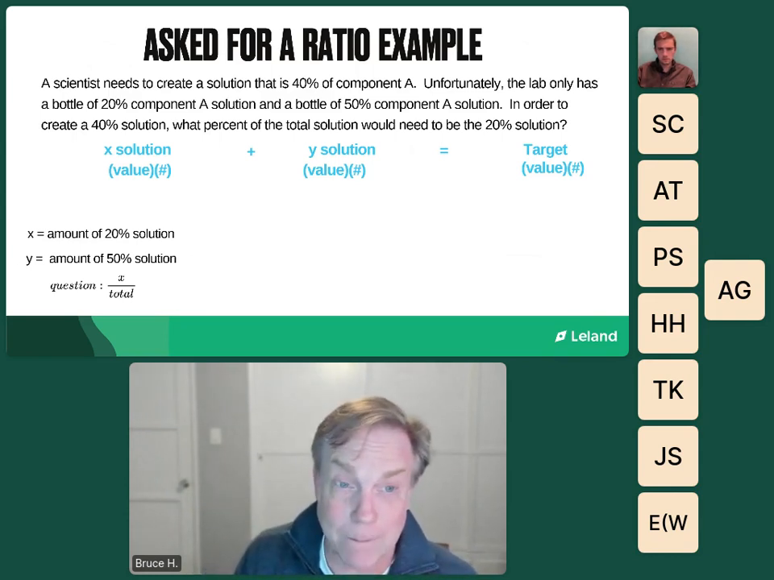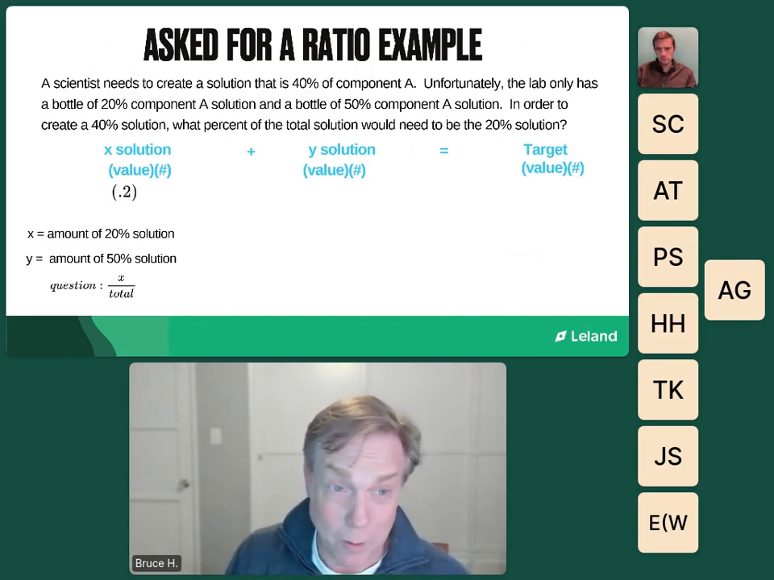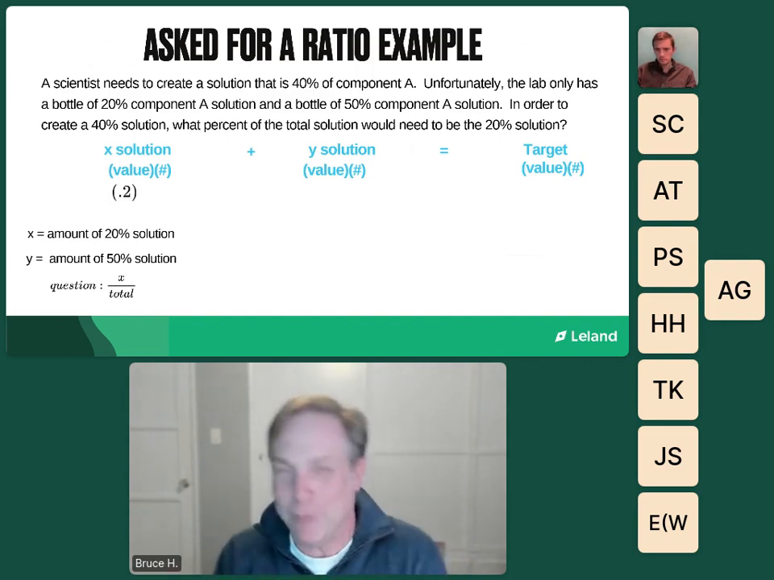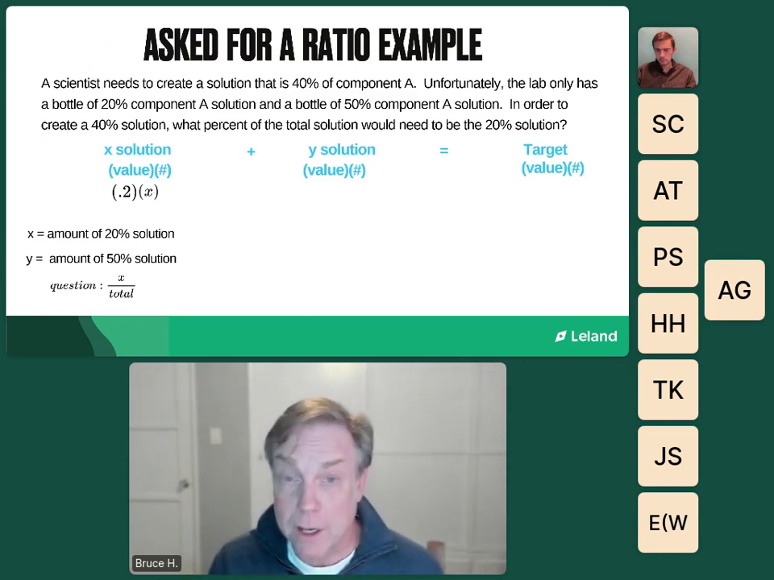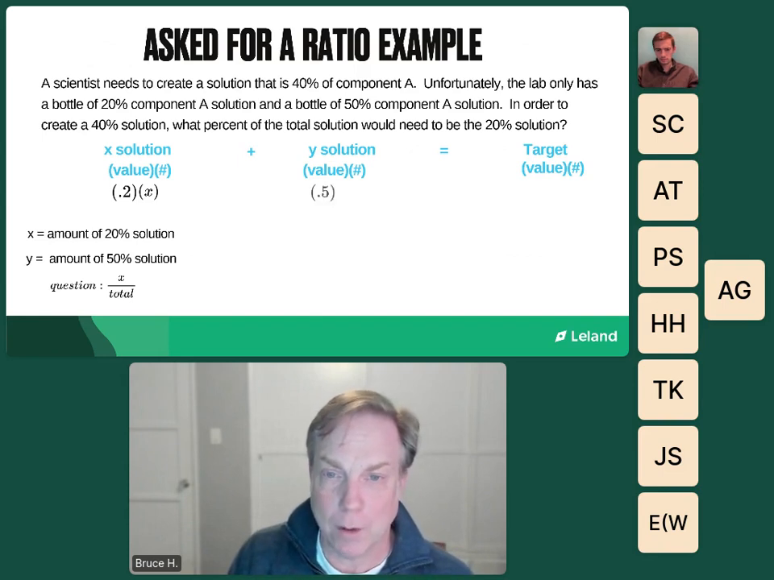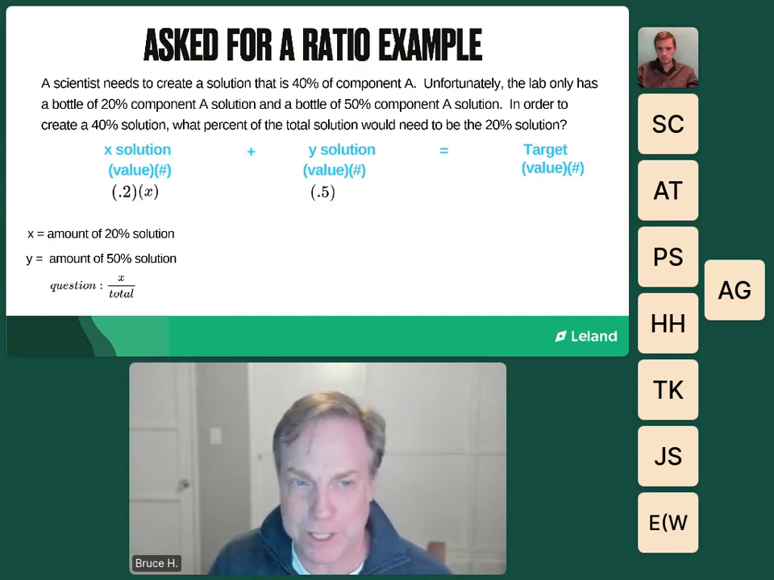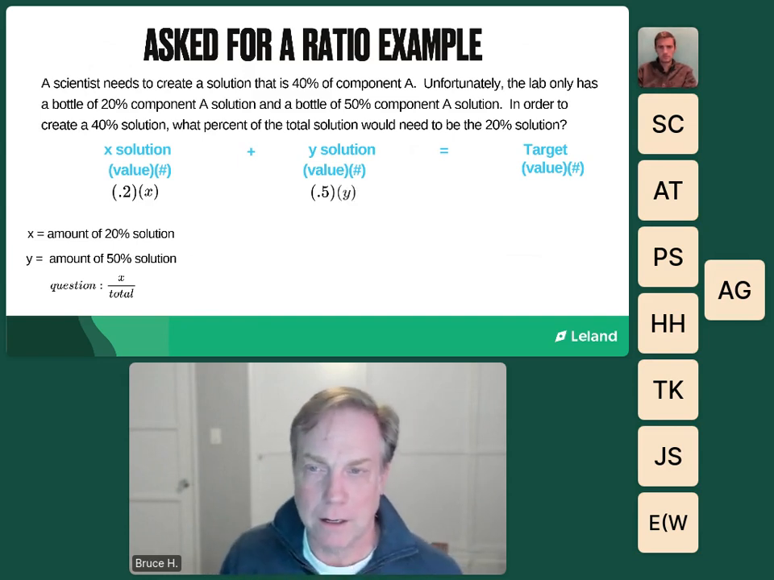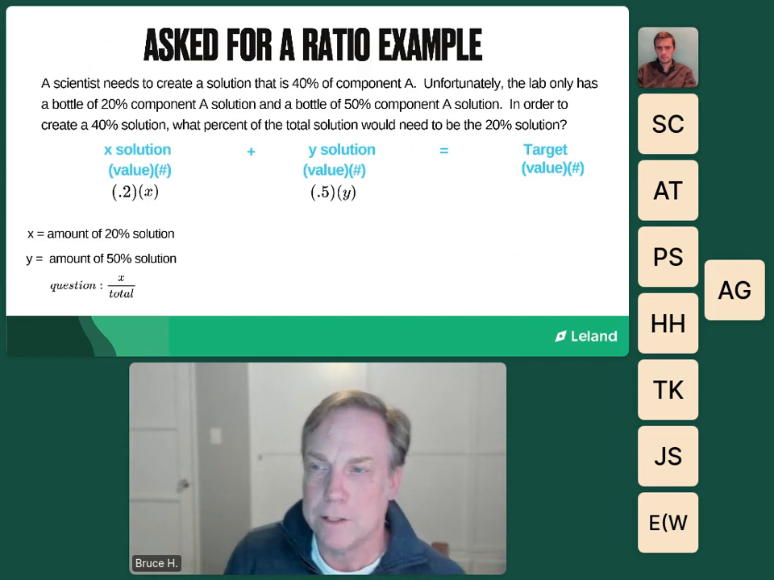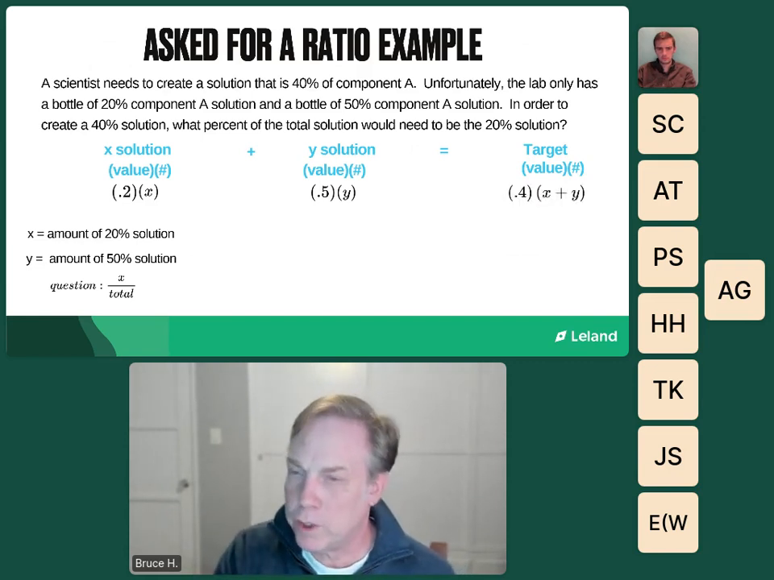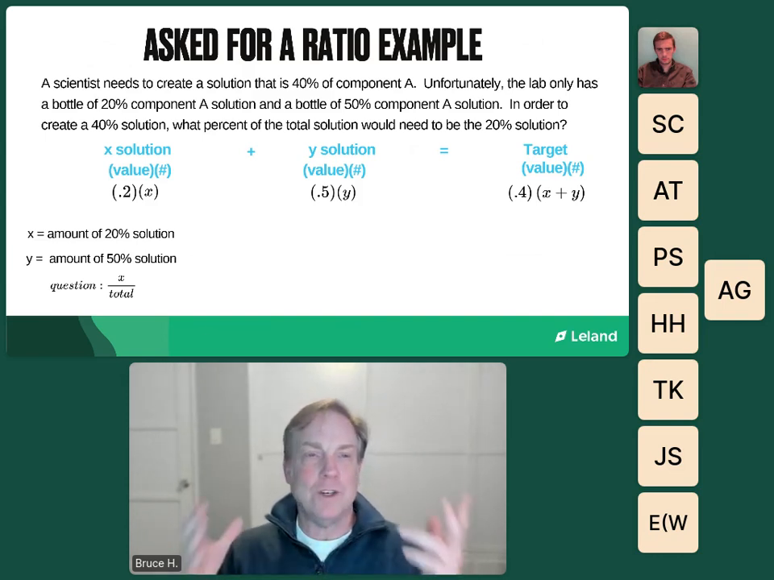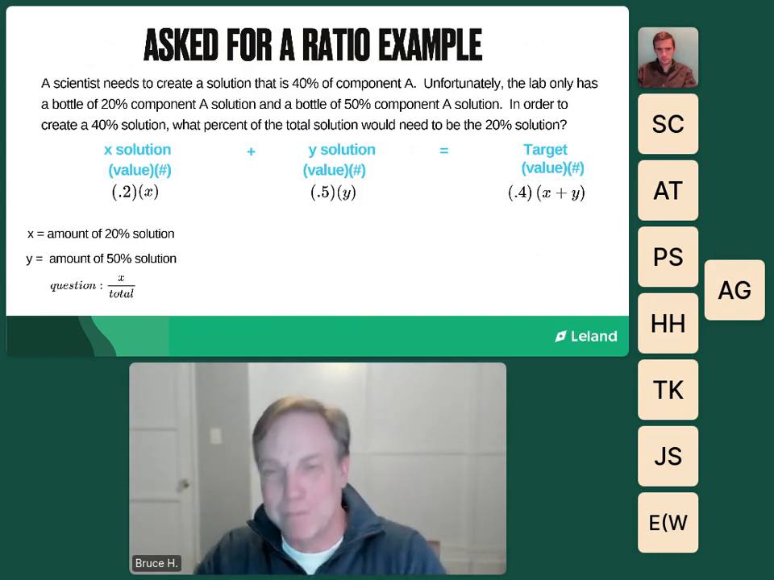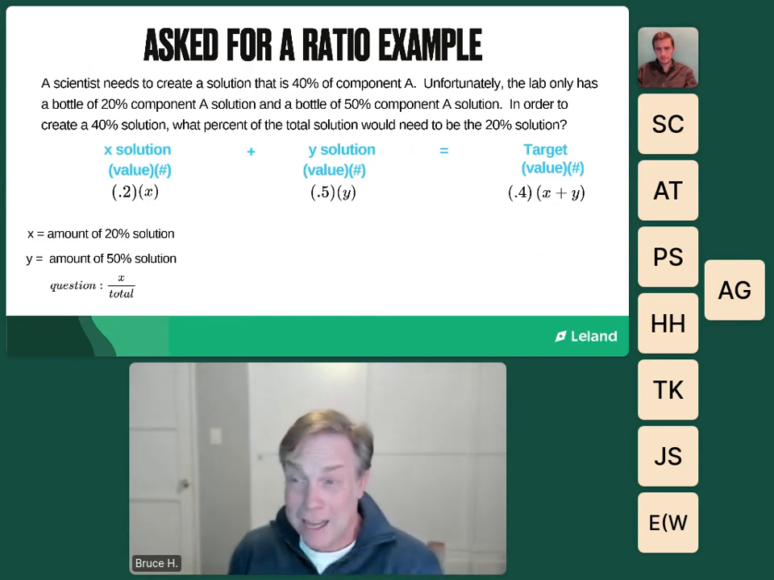Look what we get to do here. We get to say, well, what's the value of the 20% solution? Well, that's 20%. How much of that stuff do we have? Well, we got X. What about the Y solution? Well, that is the 50% solution. And how much of that do we have? We don't have to get fancy. We got Y amount of it. So how much of our target? Well, we know we're shooting for a 40% target solution. And we know for sure that the amount of thing one plus the amount of thing two has to be the amount of our target. So we got X plus Y.